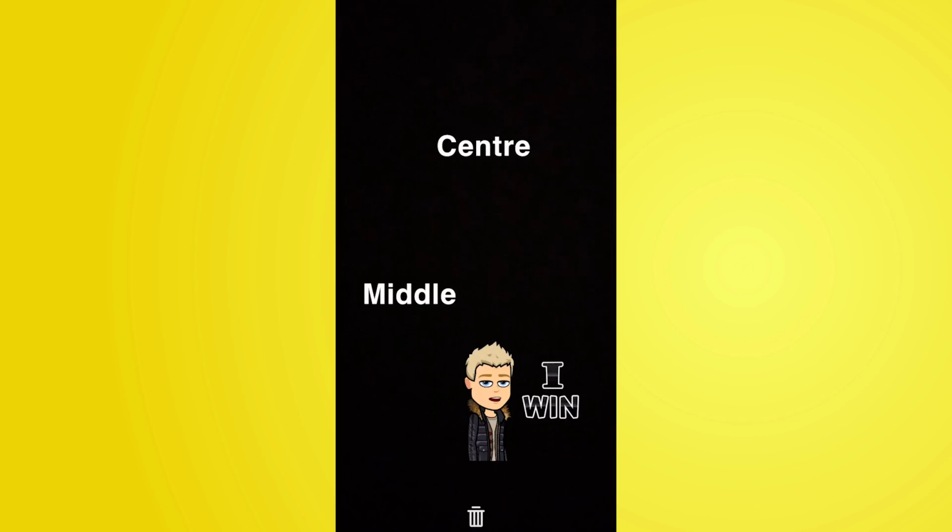Some other improvements that they've put into the editor with your snaps is guidelines. So whenever you put big text or a sticker on screen, you can actually lock it to the centre or the middle of the screen to put it on a nice guideline so it looks more visually pleasing.